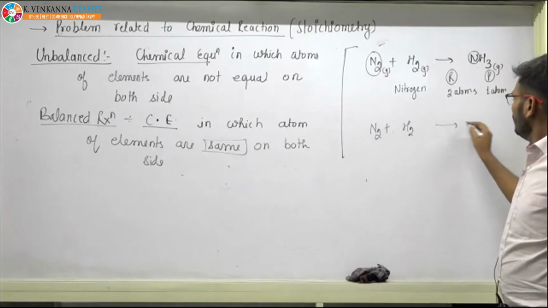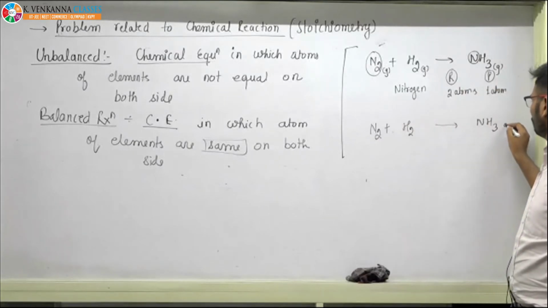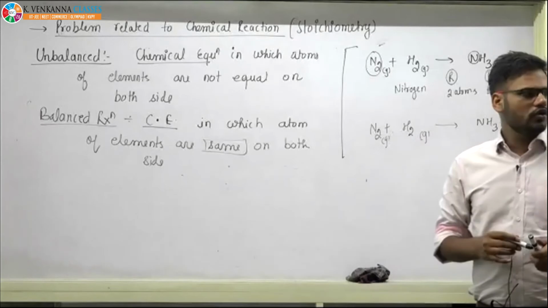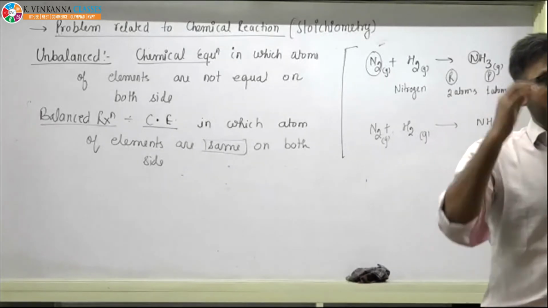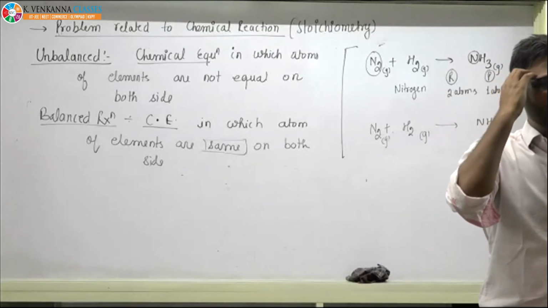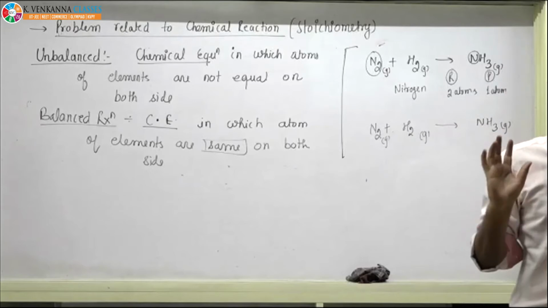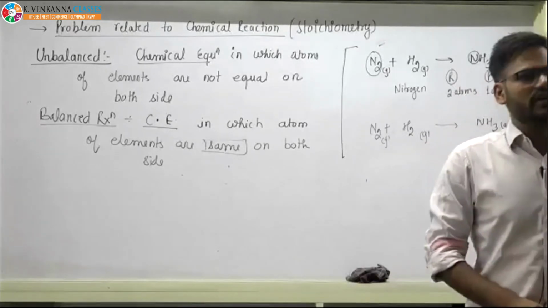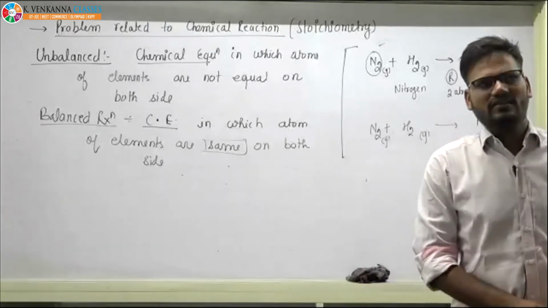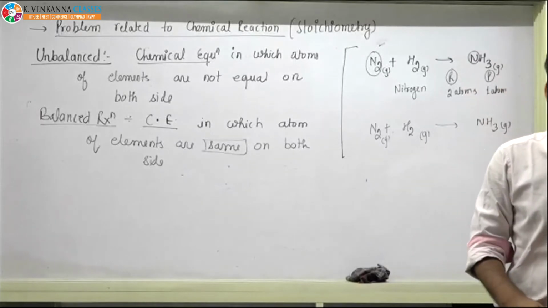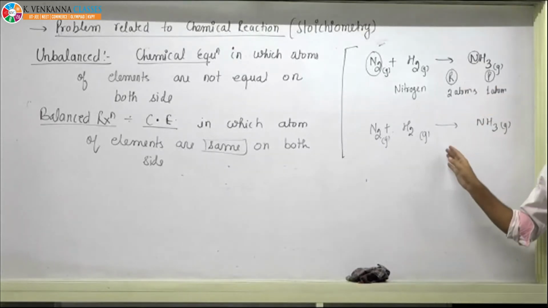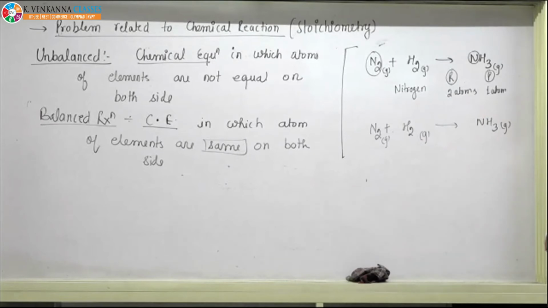Now see, we will do the balancing method, beta. We will do balancing in the later part. But in the mole concept, the balancing will be done on the basis of hit and trial. The balancing can be done on the basis of hit and trial. Hit and trial means just check the atoms.